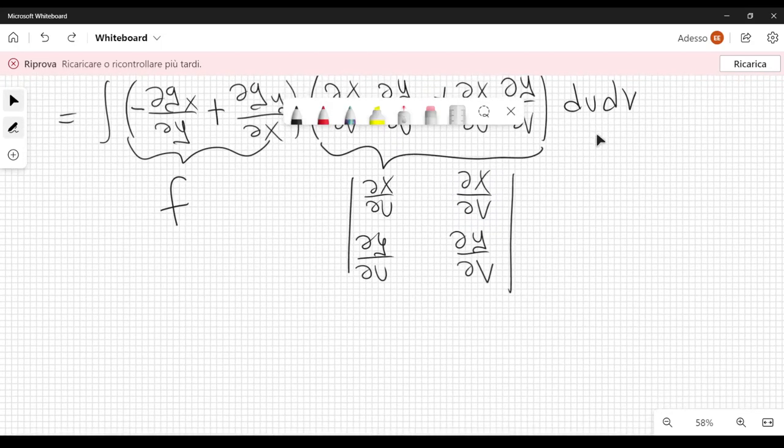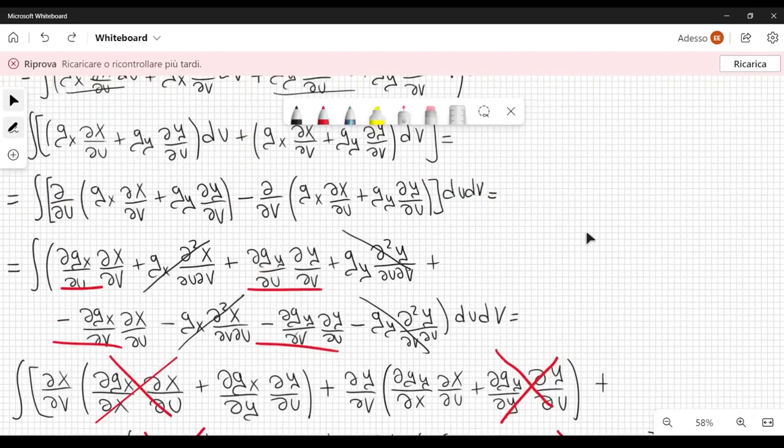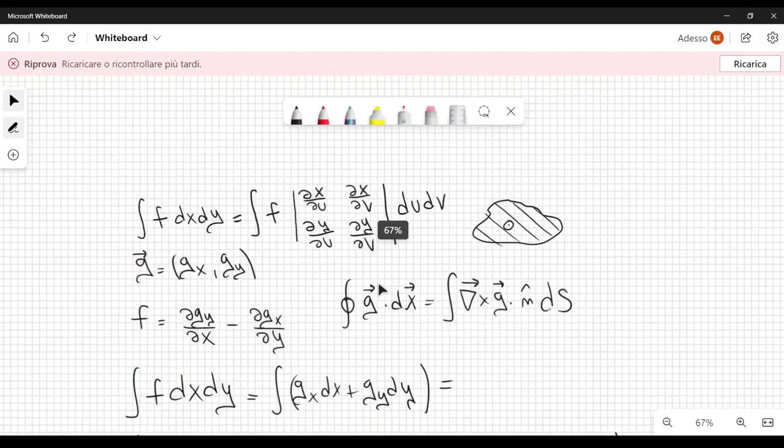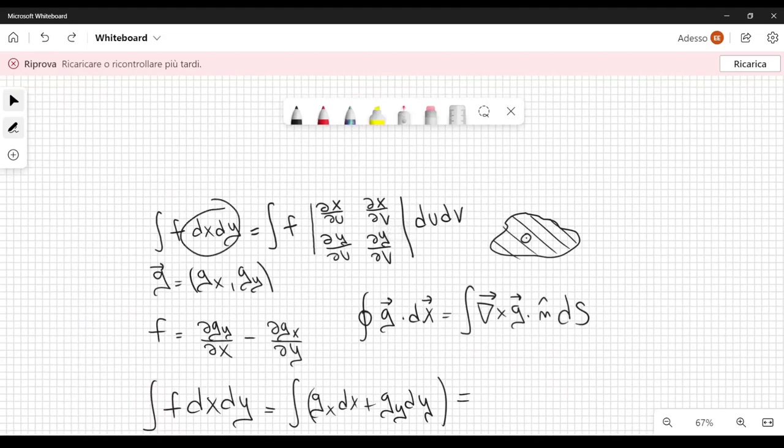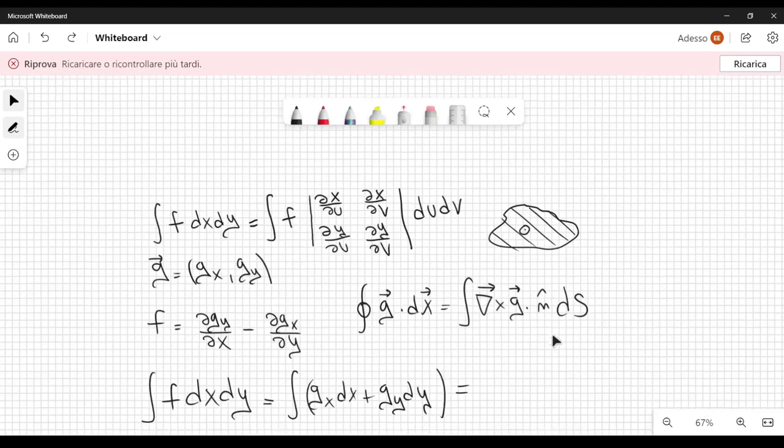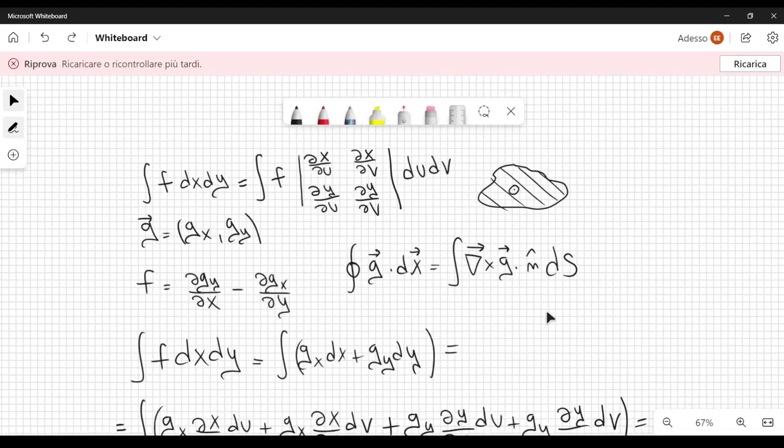Usually it is more convenient to derive this transformation law here intuitively by considering how this area transforms into this area here. And it is also possible to generalize this theorem to more than two dimensions, but here I wanted to consider the simple case of two dimensions.